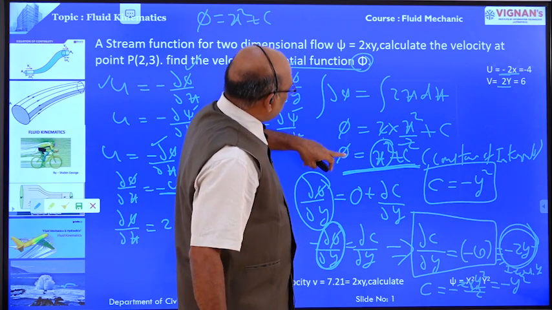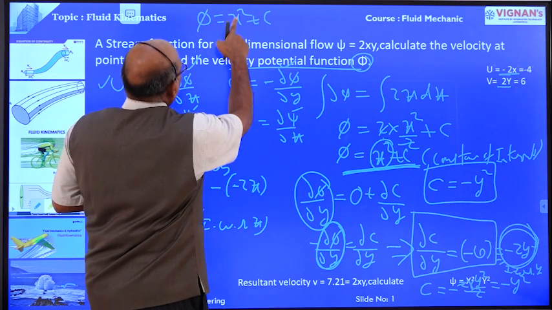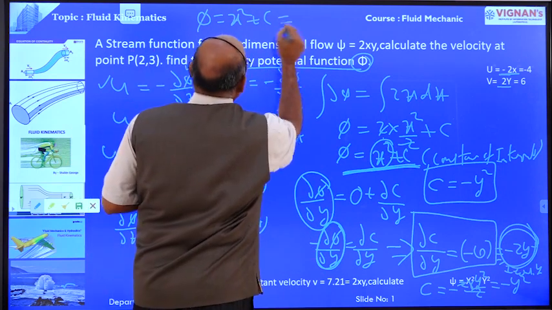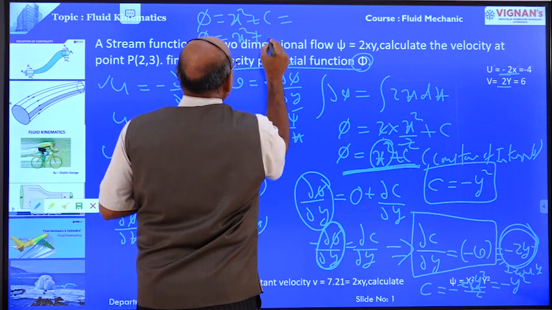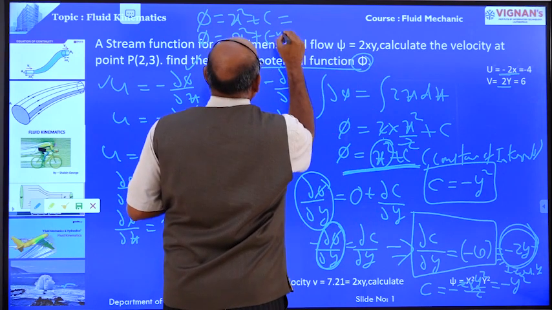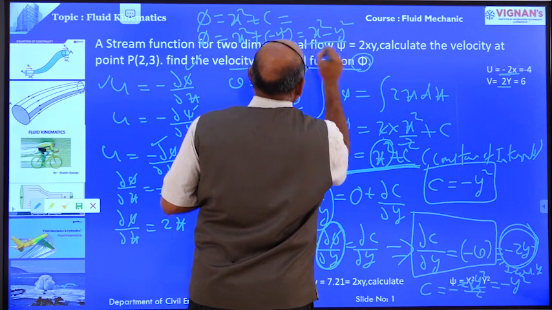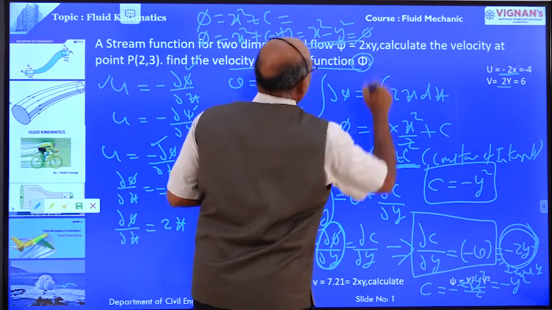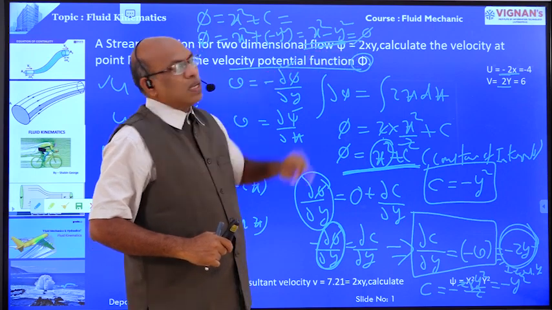The standard equation is phi equal to x square plus c. Now therefore phi equal to x square plus, what is the c value? c is equal to minus y square. This is equal to x square minus y square. This is the phi value. Velocity potential function phi equal to x square minus y square.